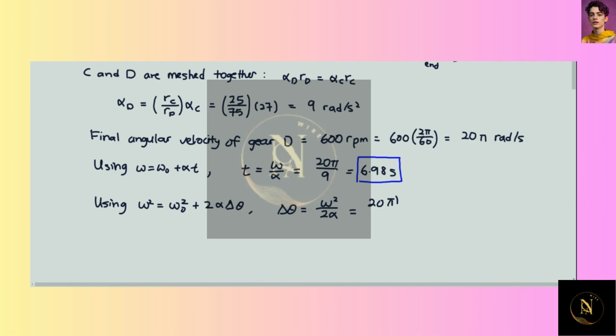So we have 20 pi square divided by 2 times 9. This is equal to 219 radians. Divided by 2 pi, you get 34.9 revolutions. So this is the answer for the number of revolutions that gear D would take.